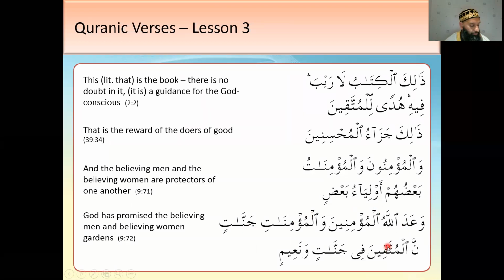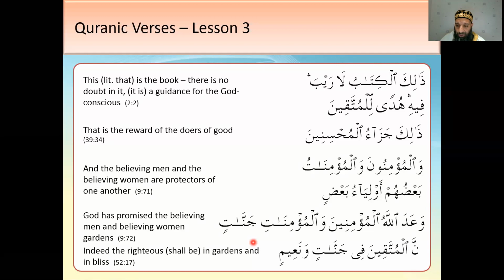And last one, Innal muttaqina. Inna means indeed. Al muttaqina. What's muttaqina mean? Muttaqina, those who have taqwa, but who? God conscious? Yeah, plural. Okay, so it's translated here as the righteous.